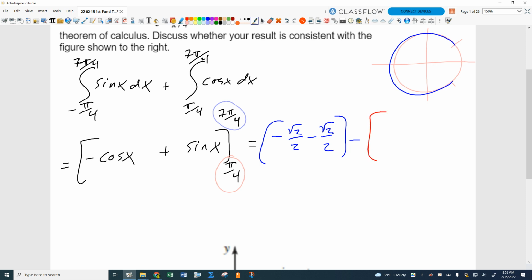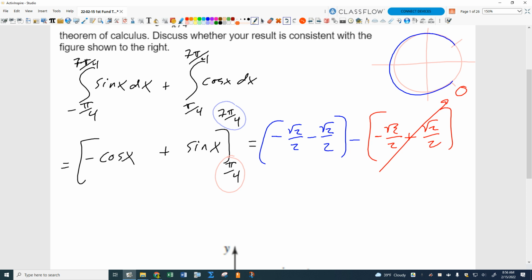What's that going to look like? At pi fourths, cosine is positive, right? So I have to attach that negative sign. Plus the sine of pi fourths would be positive square root of 2 over 2. So that whole thing just goes to 0, right?